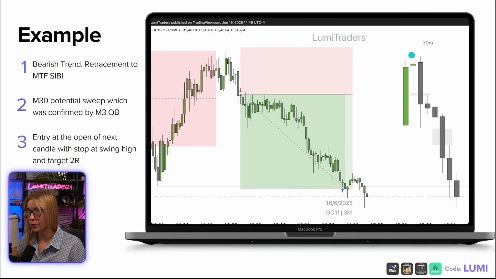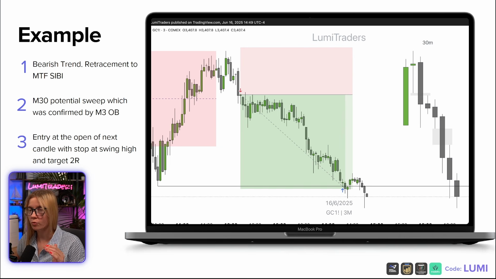What we have right here, we have a 30-minute sweep, a potential 30-minute sweep right here. Once we got this sweep, we don't know what is going to happen right after this. But in order to confirm this potential sweep right here, I would like to get a 3-minute order block. As you can see, we got the closure below the low of this candle right here, right? So basically, we got closure below a sequence of up close candles. I entered at the open of the next candle with stop loss above the swing high, and I was aiming for 2R. Once again, entry at the open of the next candle with stop at the swing high and target 2R.